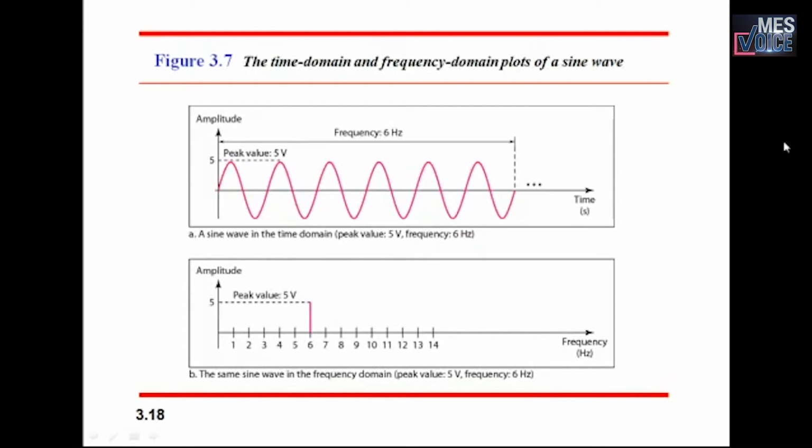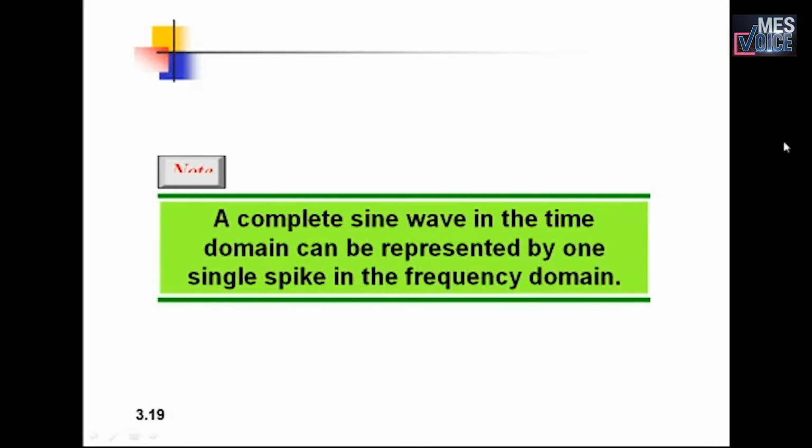The time and frequency domain plots are two possible representations of a sine wave. In time domain, a sine wave is represented totally with all the possible values that it is holding, and in frequency domain, the sine wave is represented with just a single spike against the corresponding frequency and amplitude values. This comes in handy when composite signals are represented. A complete sine wave in the time domain can be represented by one single spike in the frequency domain.